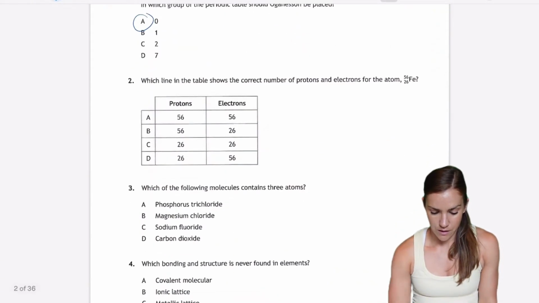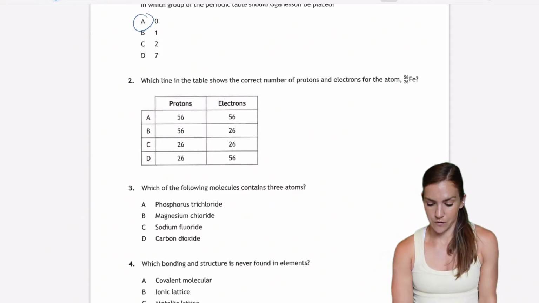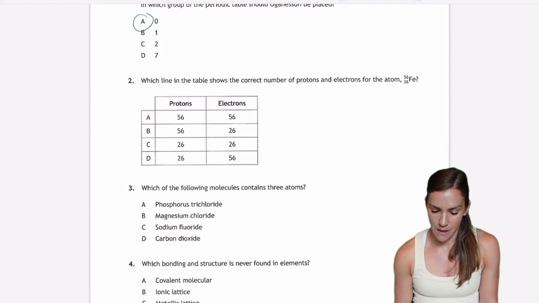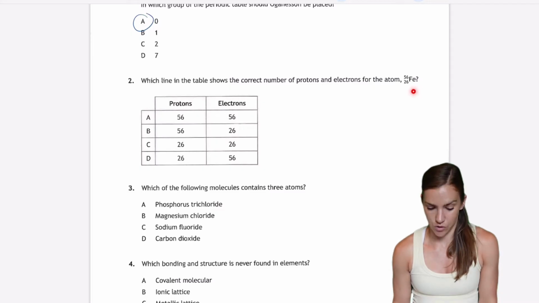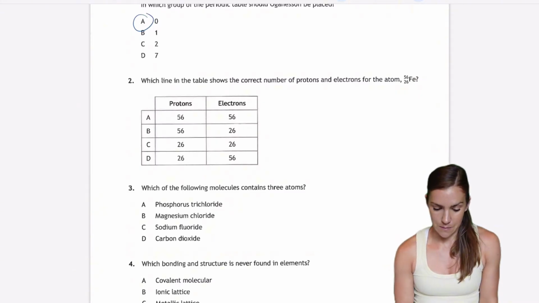Question 2, which line in the table shows the correct number of protons and electrons for the atom? You've been given a nuclide notation here. Just remember the bottom left-hand number is the atomic number. That tells you how many protons. So that helps us rule out A and B because we know there's 26 protons. So we have to choose between C and D.